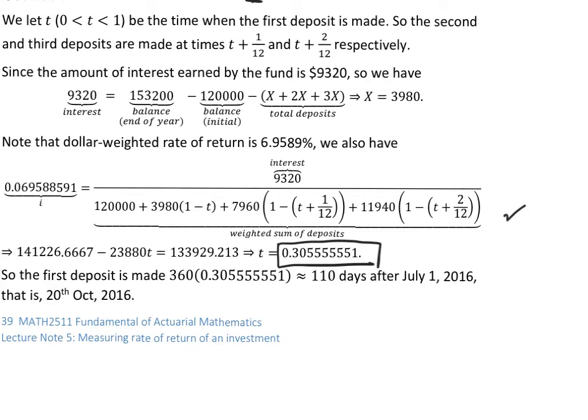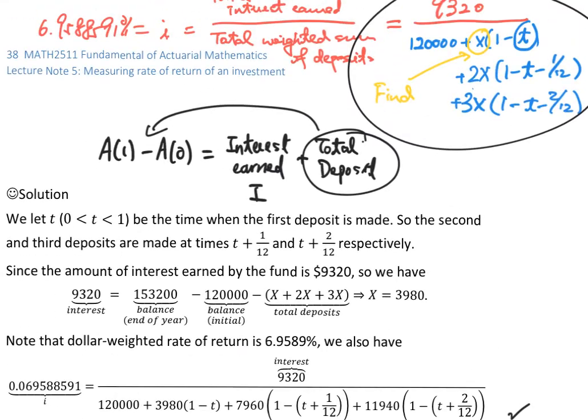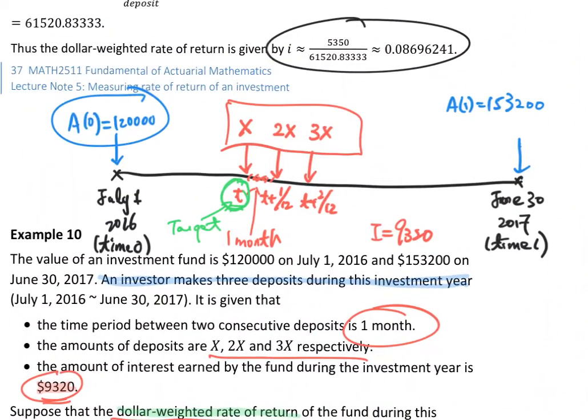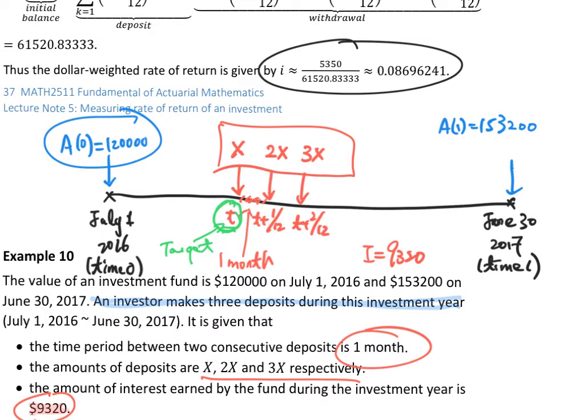Now given this, what can I say about the first day of making the deposit? Remember, what does this t mean? Here in this diagram, the t represents the time that has passed when you make the first deposit. Here you find that the t is 0.3055. So that means you make the first deposit after this 0.3055 year.